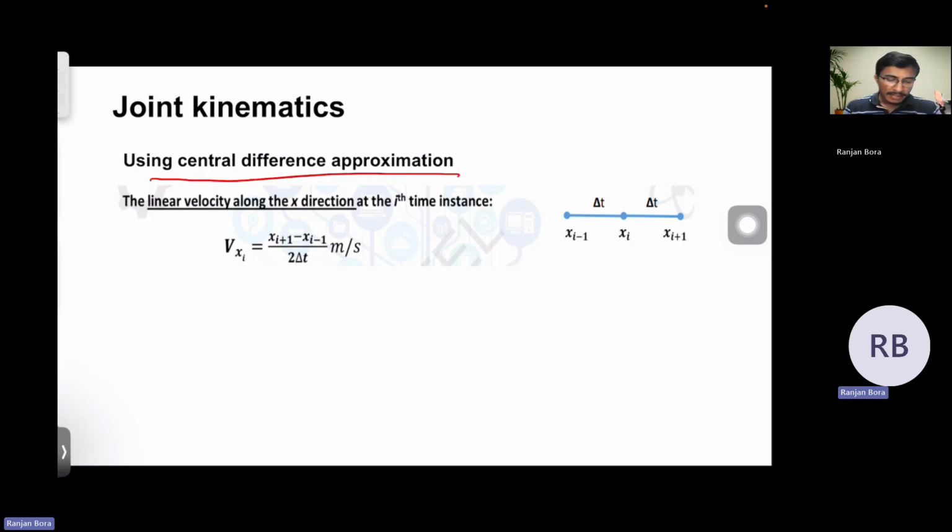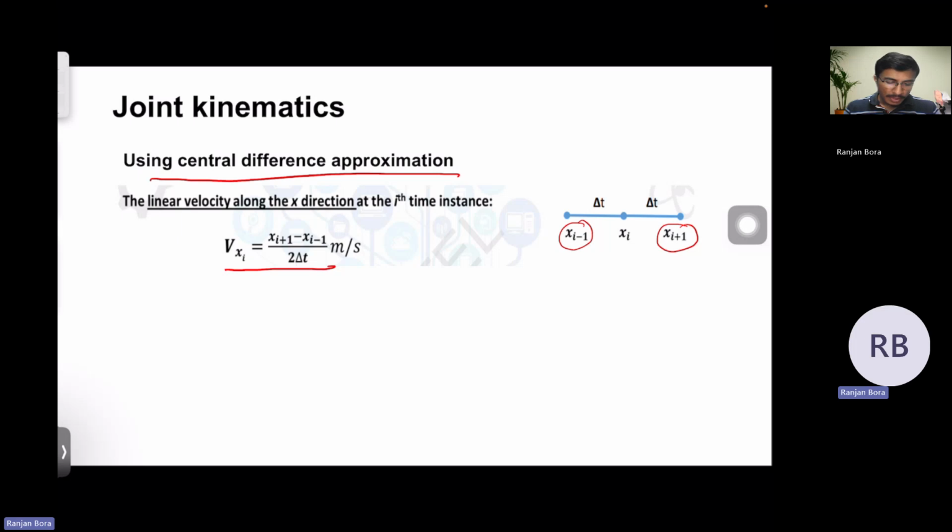Using the central difference approximation, the linear velocity along the x direction at the ith time instant is given by Vxi equals xi plus 1 minus xi minus 1 divided by 2 delta t. What is xi plus 1? xi plus 1 is the displacement at the i plus 1th time instant, and xi minus 1 is the displacement at the i minus 1th time instant.